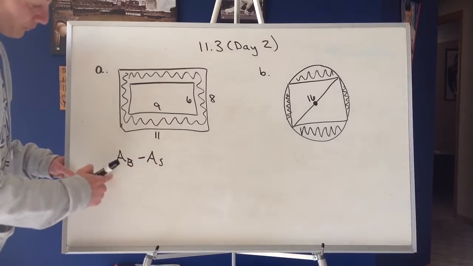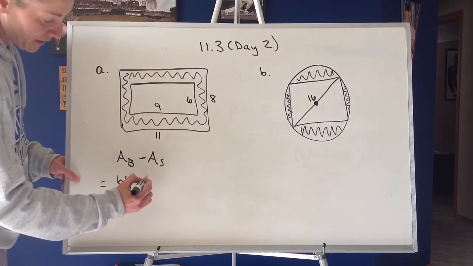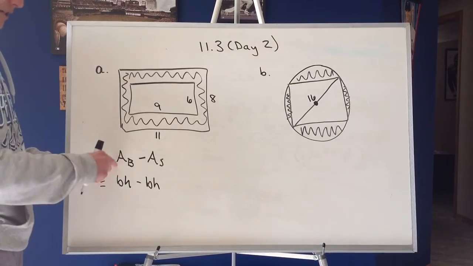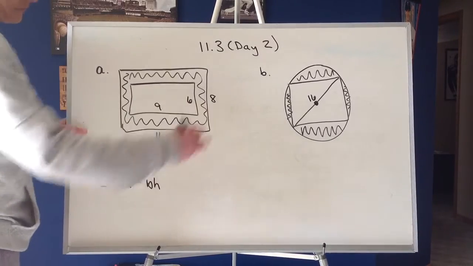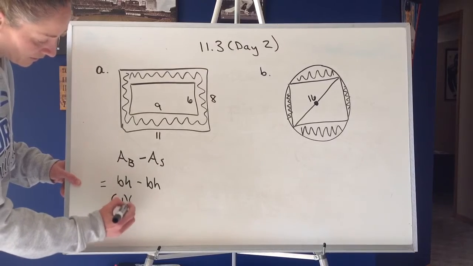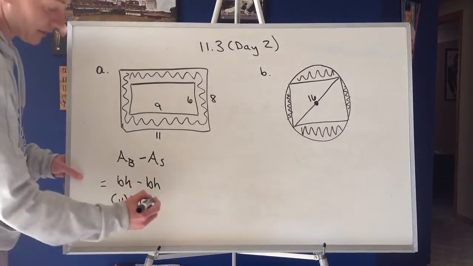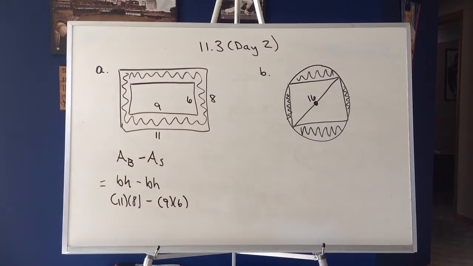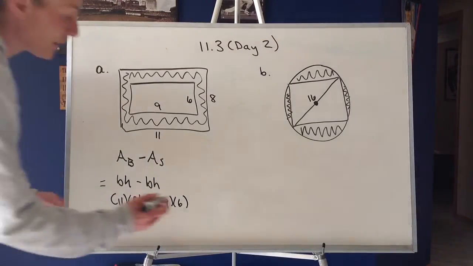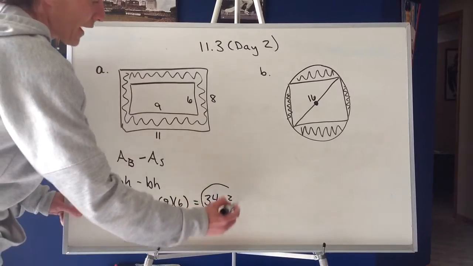For this one, since they're both rectangles, technically it's just base times height minus base times height. I just have to make sure I do big minus little. If I look at the big one, my base would be 11, my height would be 8. Minus, if I look at the little one, my base is 9, my height is 6. This one has no square roots or pies, which makes it a little bit easier, so you can just stick it all in the calculator at one time, and you would end up with 34 inches squared. That would be our answer then.